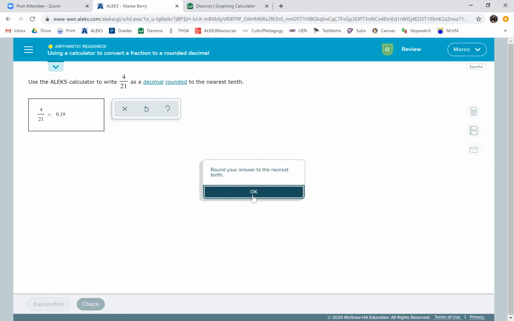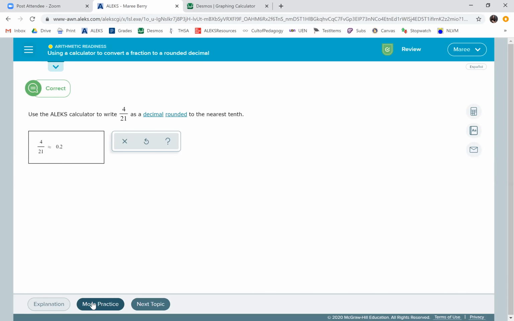Round your answer. Oh, I didn't read. It has to be to the nearest tenth. So this tenth is the 1. Is that 1 right there? Because the 9 is bigger than 5, it's going to be 0.2 or 2/10. Okay, that's the end of the lesson.